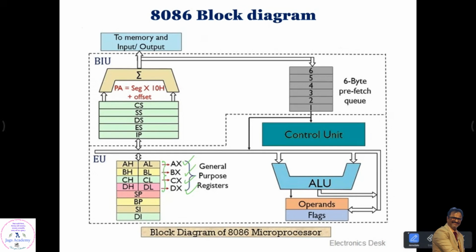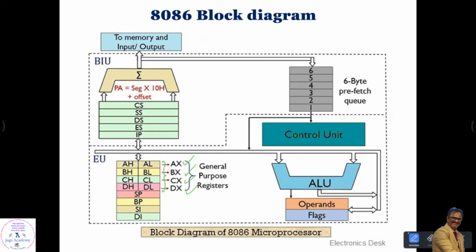Now, see, there is one more ALU here. This is for address generation. I will come back to why we need this ALU for generating an address when I come to memory segmentation. Okay? Then, the main ALU, you know what an ALU is? It performs arithmetic and logic operations.